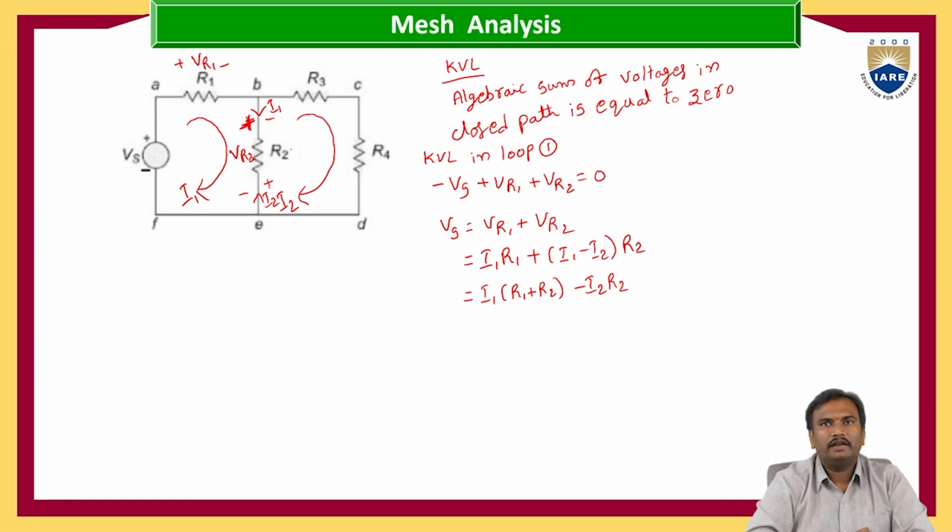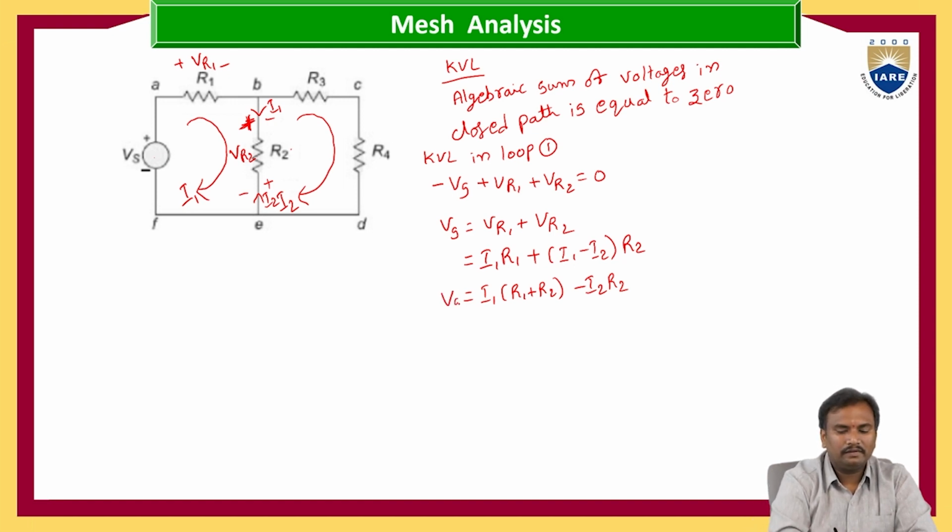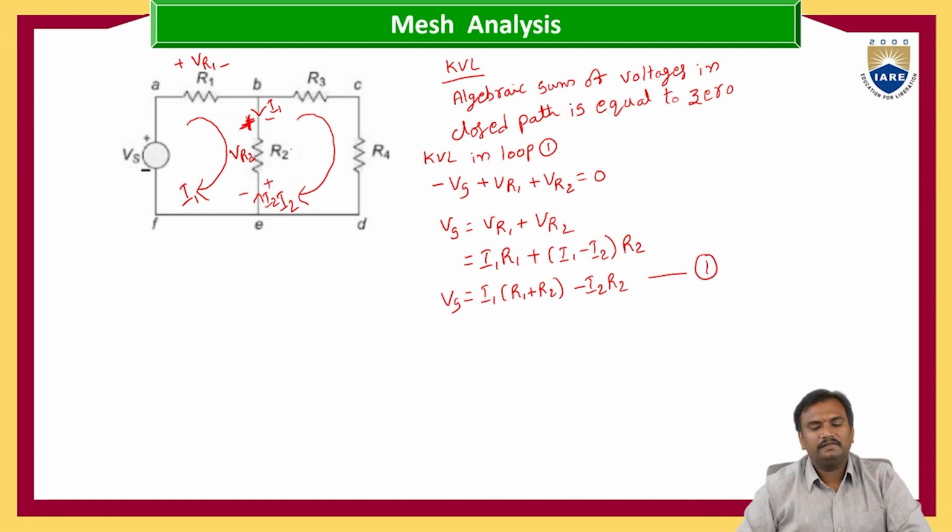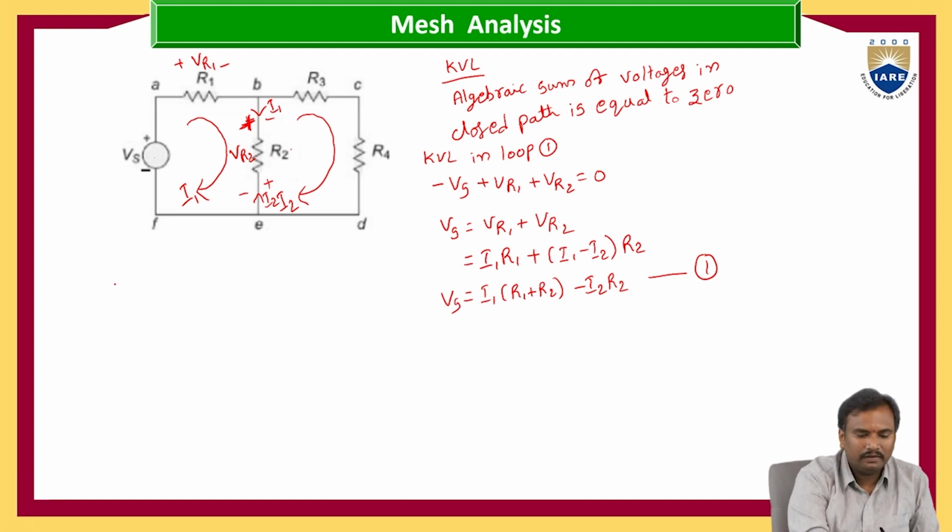This is the voltage equation, that is loop 1 KVL. This is equation number 1. Now let us write the KVL in loop 2.